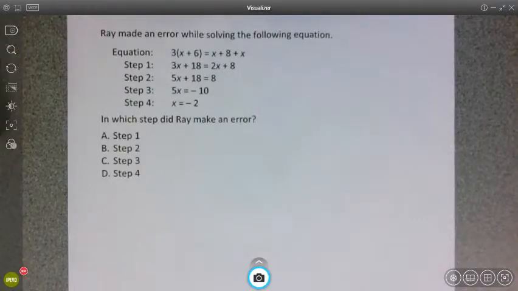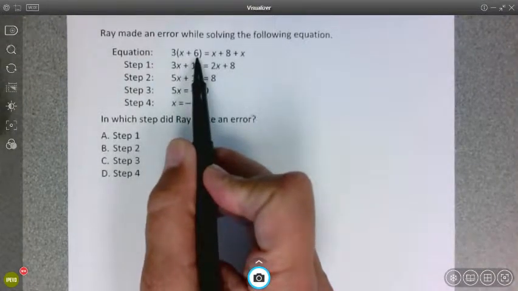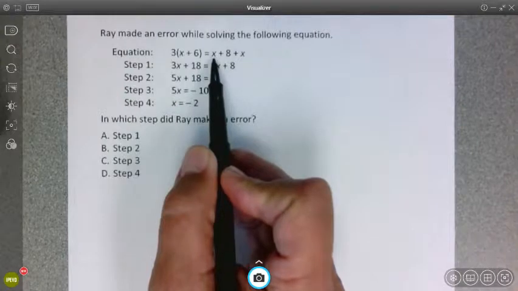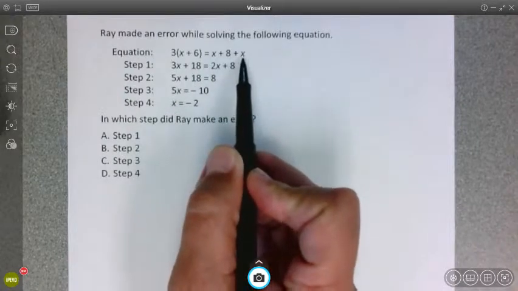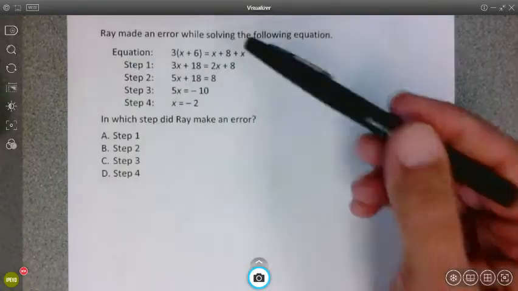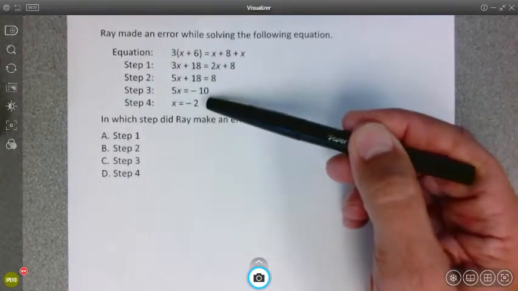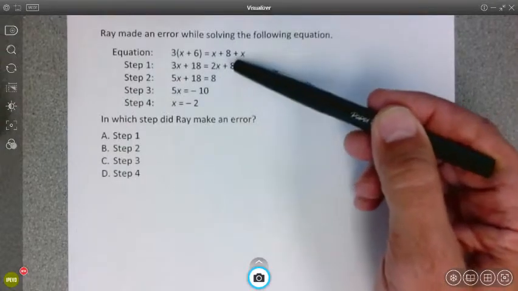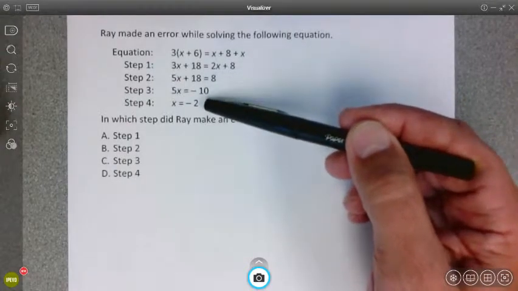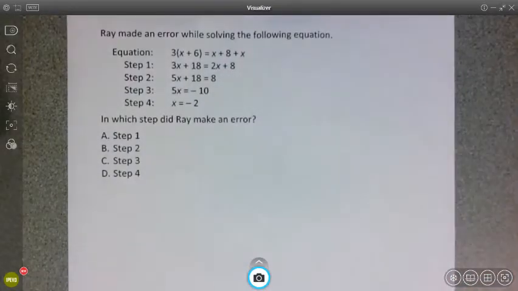Notice that the original equation is 3 times parentheses x plus 6 close parentheses equals x plus 8 plus x. And we see from the problem that at the end, supposedly the final answer is that x is equal to -2 after performing a series of algebraic operations on both sides of the equation. But how can we use the calculator to identify where the error took place?